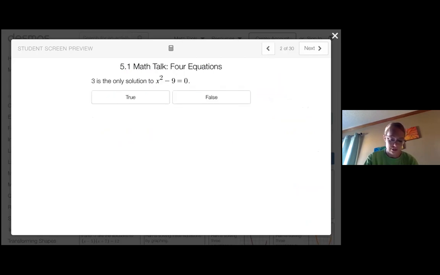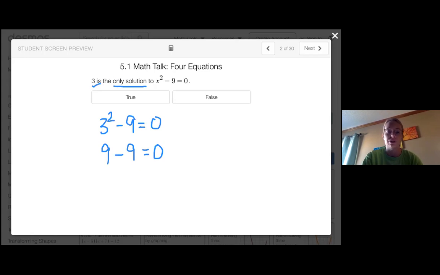Let's look at some other types of equations. So, 3 is the only solution to x squared minus 9. Well, we do know that if we plug 3 in, 3 squared minus 9 equals 0. Let's check it out. 3 squared is 3 times 3, that is 9. 9 minus 9 is 0. It is a solution, but is it the only solution?